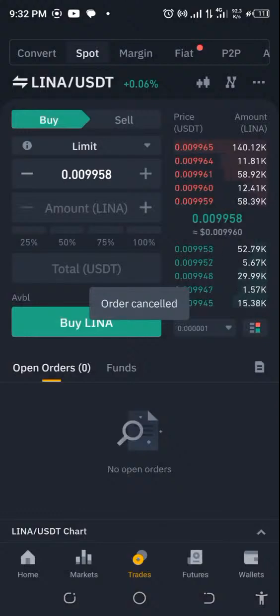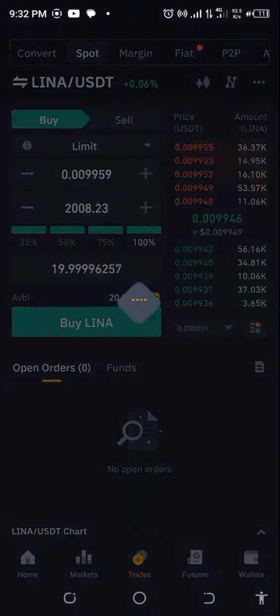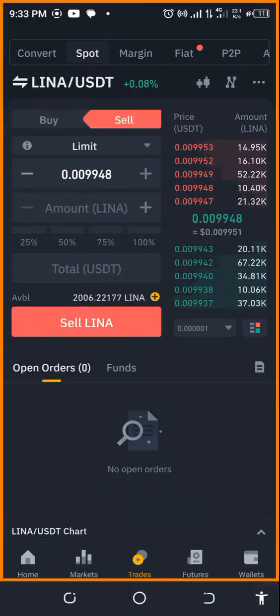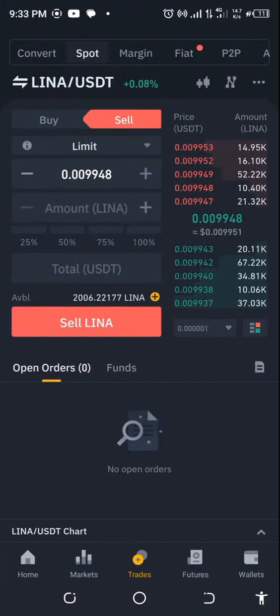Let's pick up the first red, and then let's go with 100. If I do that, will it go? Let's see. I think it did. Okay, so you can see how to get your orders sold immediately. I picked up the first red and it went. So how many did I get bought? I bought 2006. Don't forget it was 2008, but because of trading fees, it's taking off 2 cents.